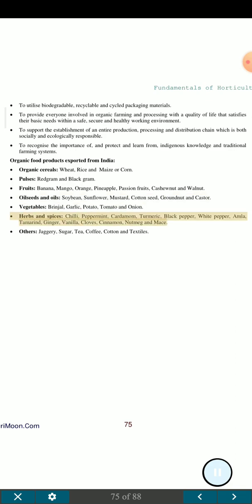Herbs and spices: chili, peppermint, cardamom, turmeric, black pepper, white pepper, amla, tamarind, ginger, vanilla, cloves, cinnamon, nutmeg and mace. Others: jaggery, sugar, tea, coffee, cotton and textiles.